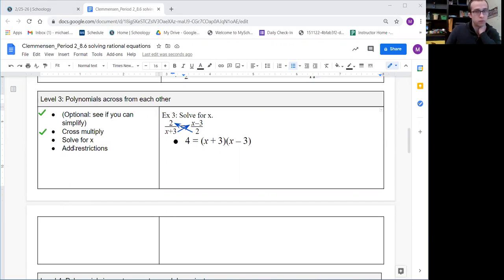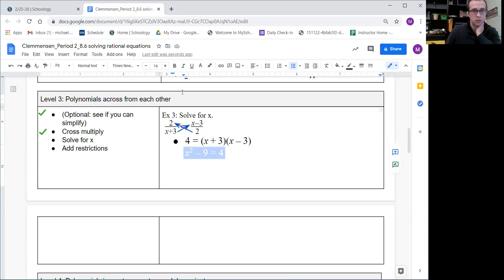Before we move on to solving for x, are there any questions on how we cross multiplied or simplified, or tried to simplify, I should say? Any questions before we move on to solving this equation? All right, then. Now we're going to solve this.